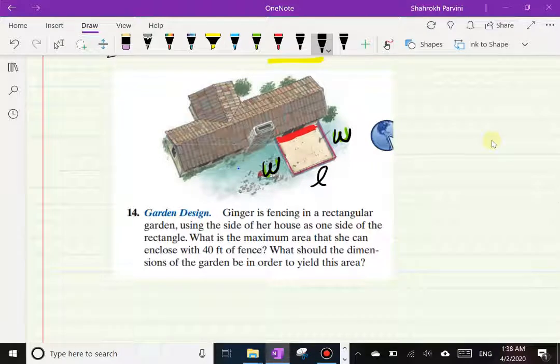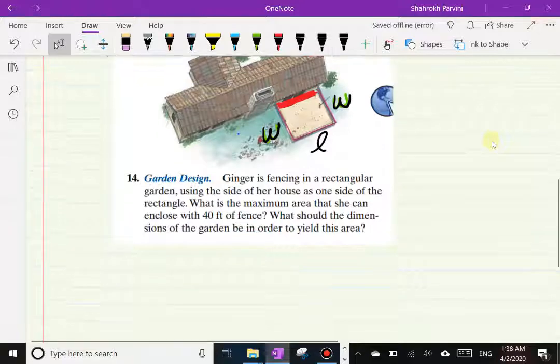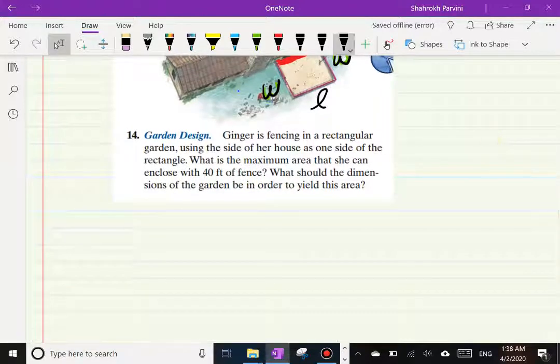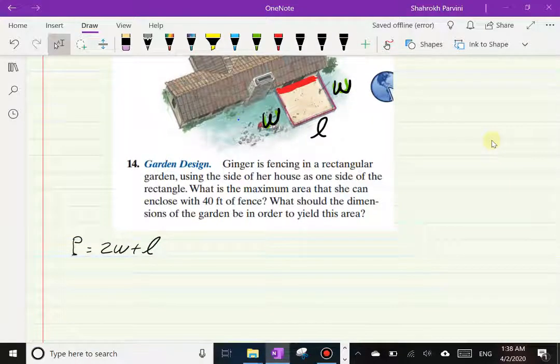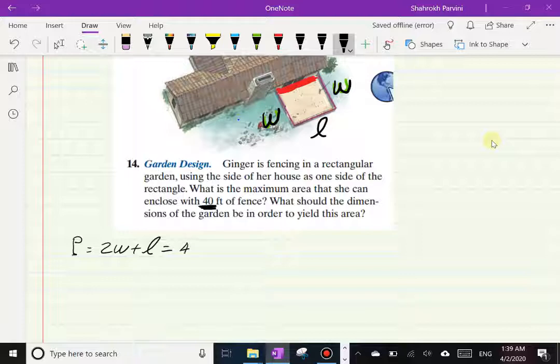Okay, so note now we don't have two lengths. Remember, the side of the house is going to serve as one side of the rectangular garden. So there are two widths and one length. And that's going to help us formulate the perimeter. Therefore, the perimeter of that garden is going to be 2W plus L, not 2L, right? Because the side of the house is the other side of that rectangle. And we are told that she has 40 feet of fence, right? Right in here, she's got 40 feet of fencing.